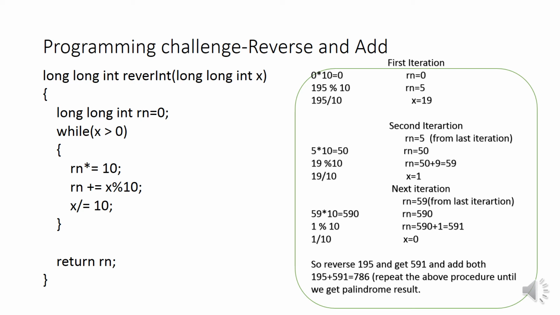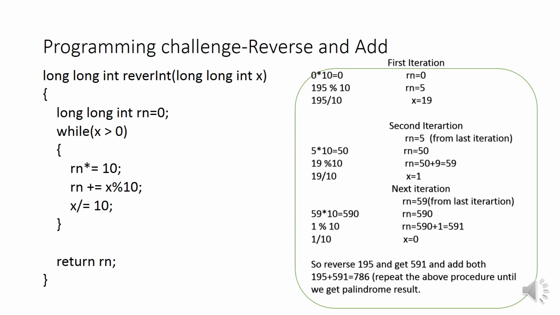We go to the next, x divided by 10, that is 19 divided by 10. The actual division gives the output 1, because x is a long integer, not a float data type. So x is equal to 1 and Rn is equal to 59 in the second iteration. For the next iteration, we refer to the previous values of Rn and x. The previous value of x is 1, and 1 is greater than 0, yes.